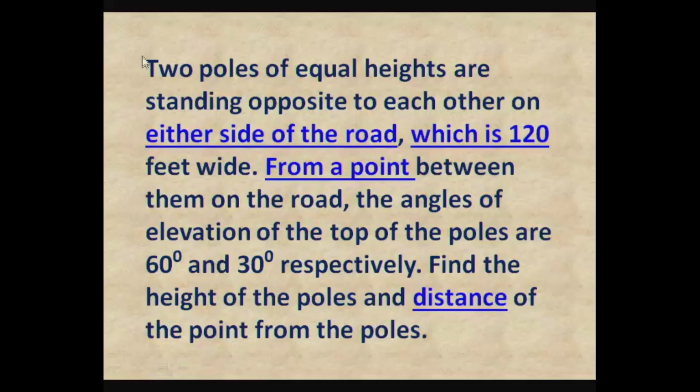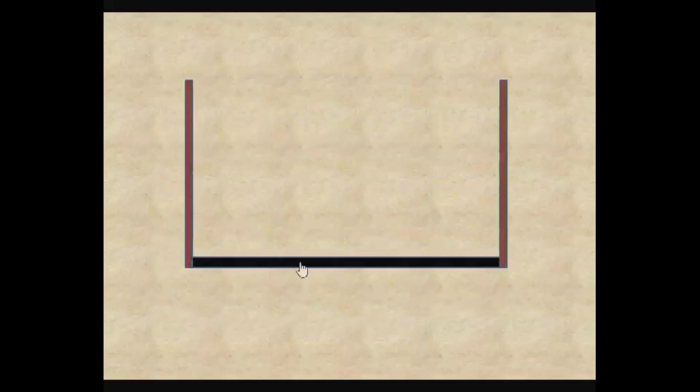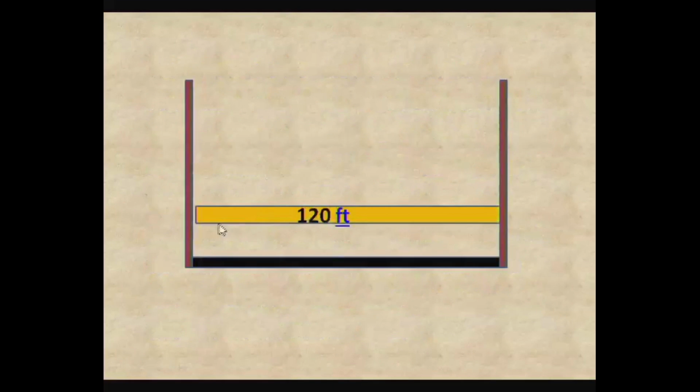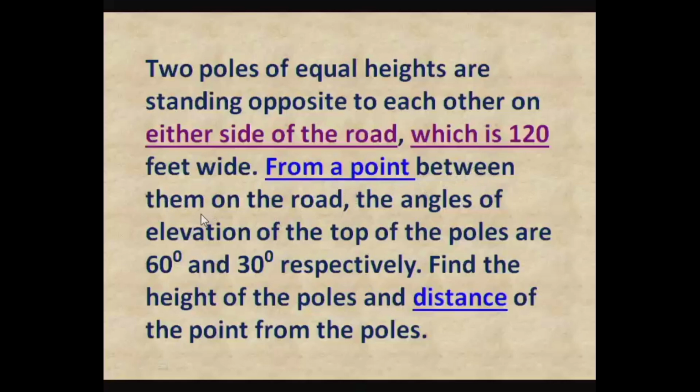Let us look again. Two poles of equal heights are standing opposite to each other on either side of the road. See here, this is the road and these are the two poles erected on either side of the road, which is 120 feet wide. Between them on the road, the angles of elevation of the top of the poles are 60 and 30.